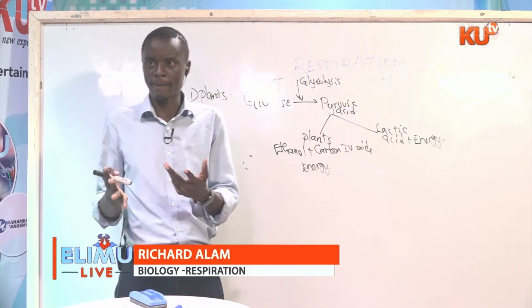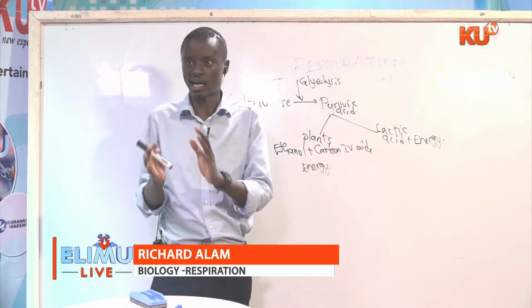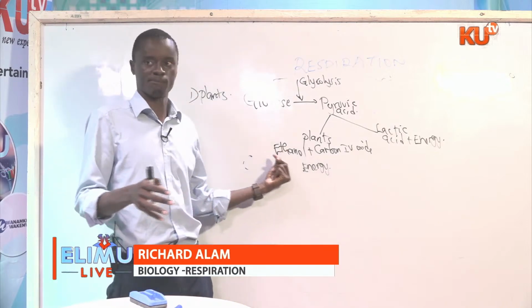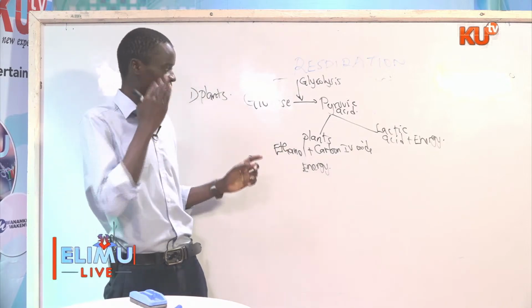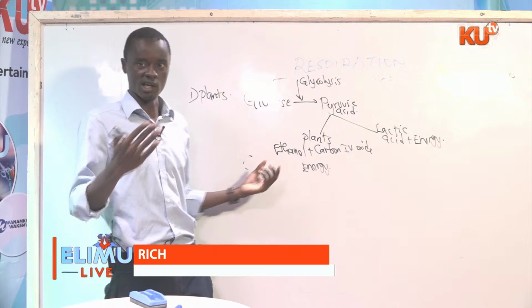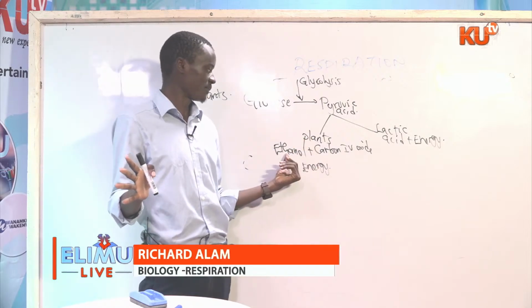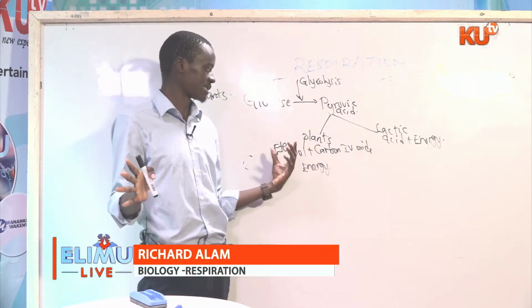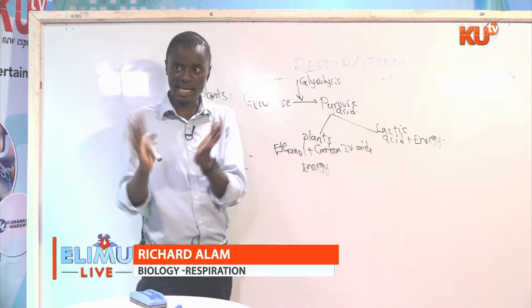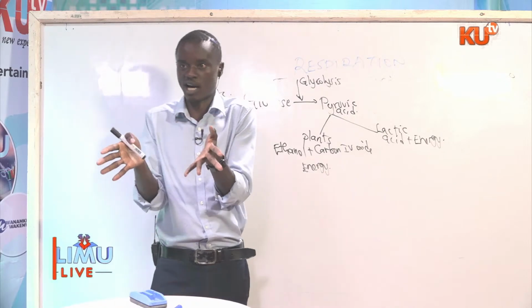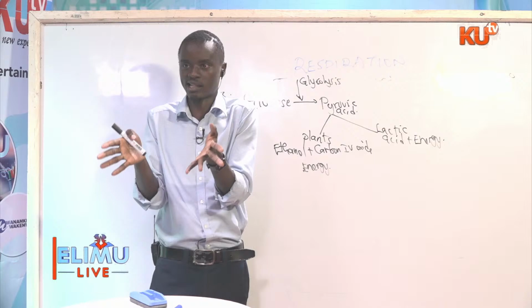But the process takes place at the same time, so you give the product as a unit. So the correct response is ethanol, carbon dioxide, and energy. That is the end product. So when you give one product, then that is not correct.